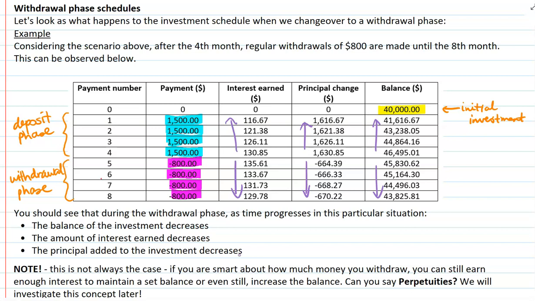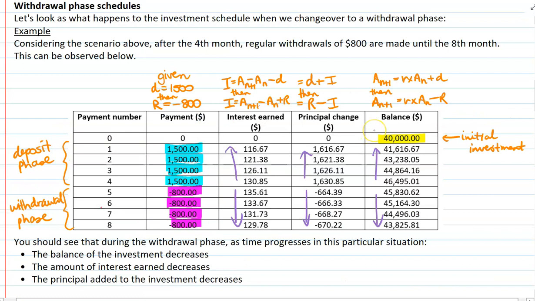If you're really smart about how much money you withdraw, you can still earn interest to maintain a balance in your investment or even increase the balance. And this is a maths concept called perpetuities, which we're going to look at in a little bit more detail later. So how do I calculate the values I need for an investment schedule when I have a deposit and a withdrawal phase? Well, you simply just need to switch over after you change phases. So for the deposit phase, we use the formula we saw above in the deposit phase.